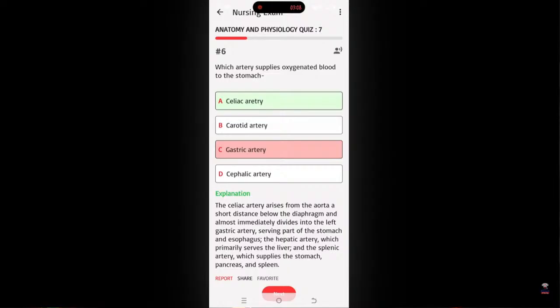Which artery supplies oxygenated blood to the stomach? A. Celiac artery. B. Carotid artery. C. Gastric artery. D. Cephalic artery.